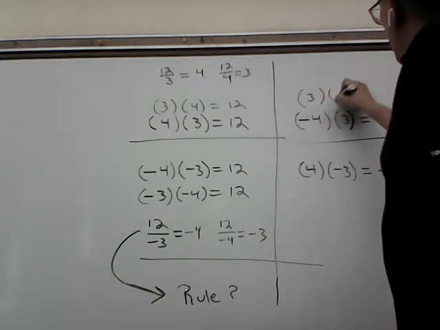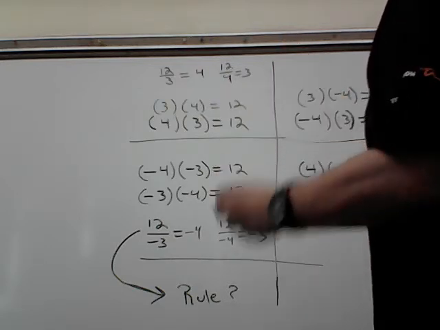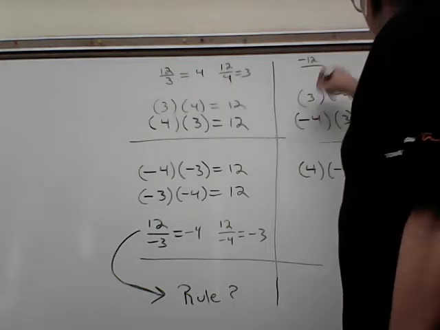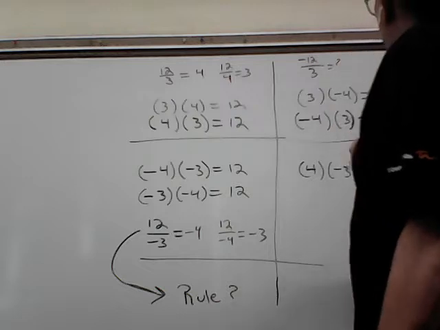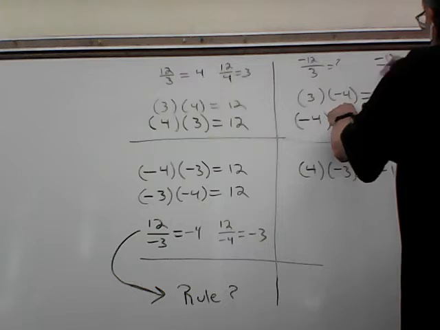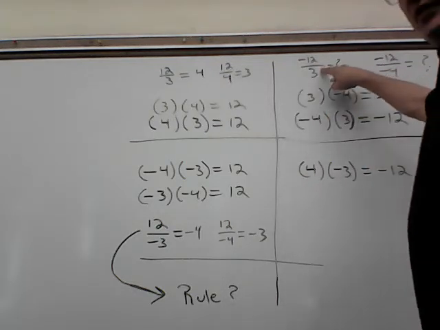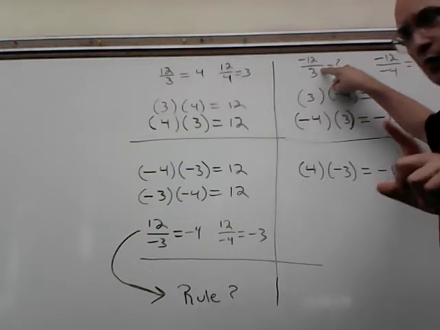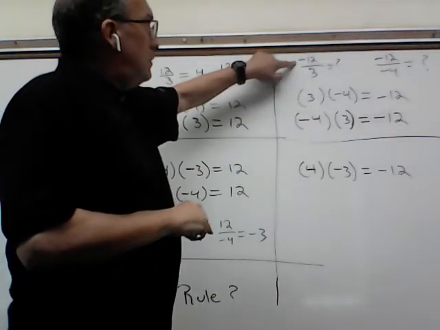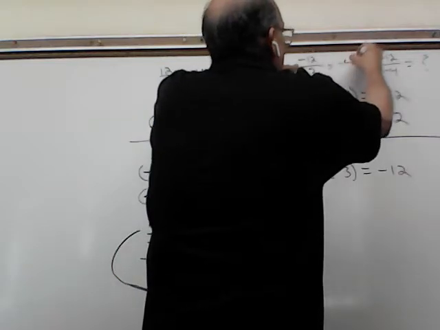So here we can have 3 times negative 4 also being negative 12. And 2 division facts. Negative 12, this product, divided by 3 equals what? And negative 12, the product, divided by that negative 4 equals what? This is asking us, what do we multiply 3 by to get negative 12? And the answer, of course, is negative 4.